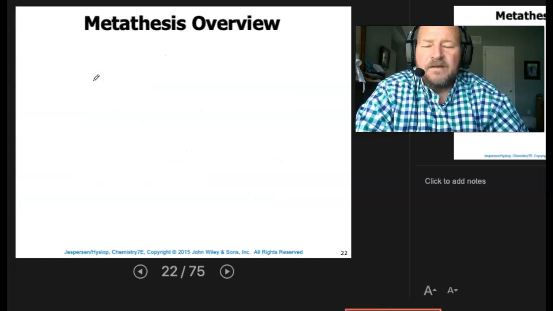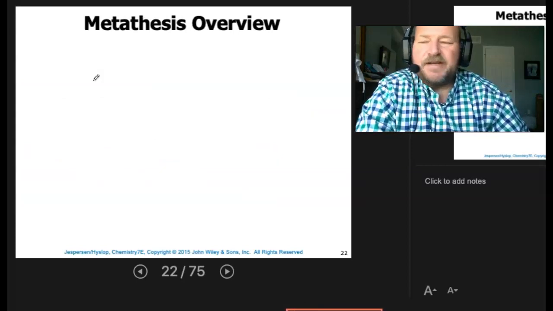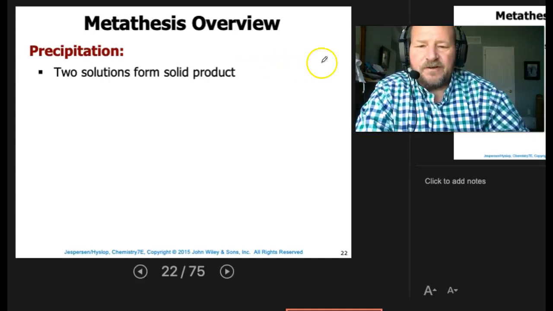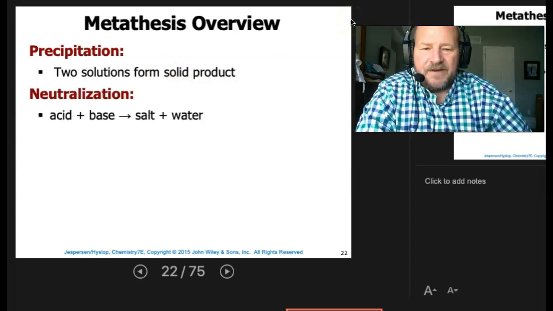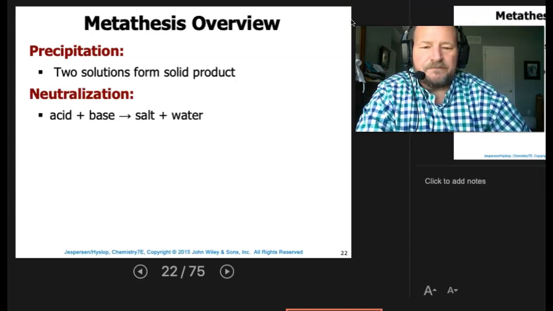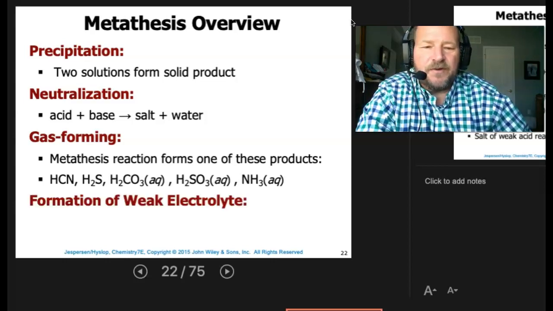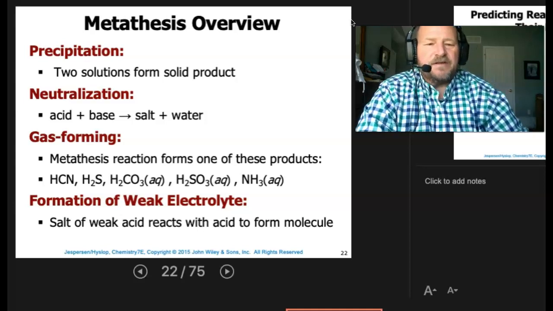All right. So your metathesis overview, remember these are our double replacement reactions from yesterday's. So one, you can have a precipitation. You're going to have two solutions that are going to form a solid product. You could have a neutralization. Here we're going to have an acid and a base, and it's going to form a salt and water. You now can have gas formation. So the reaction then forms one of the following gas products. Or you could form a weak electrolyte, so one that's going to be a little less soluble. So you'll see a little bit of precipitate pop out. So a salt of weak acid reacts with acid to form a molecule itself.